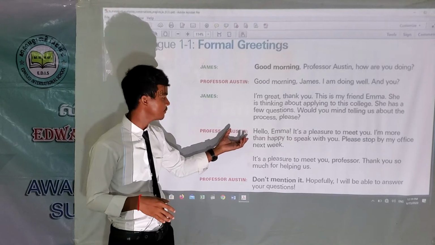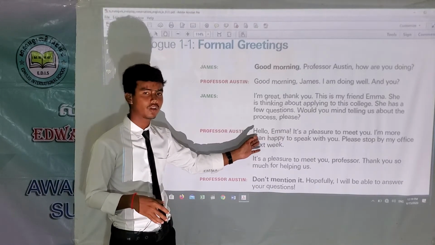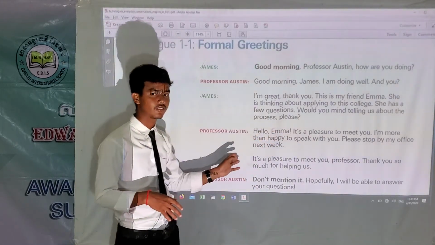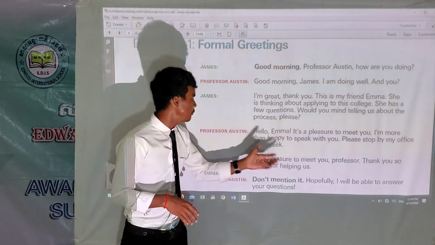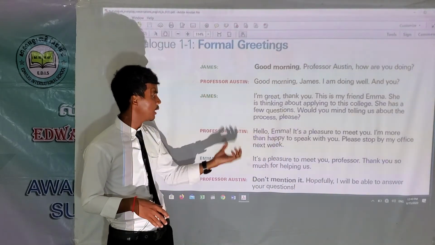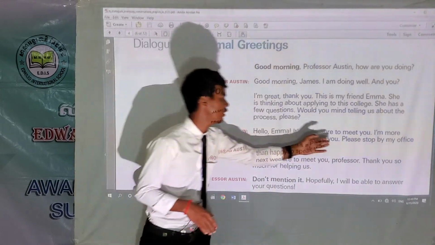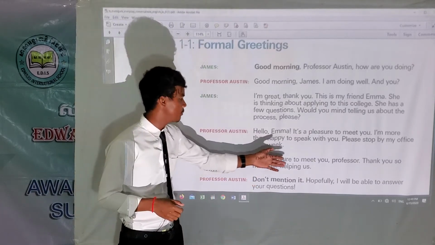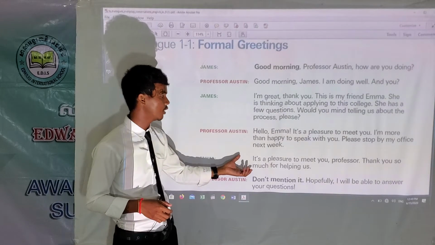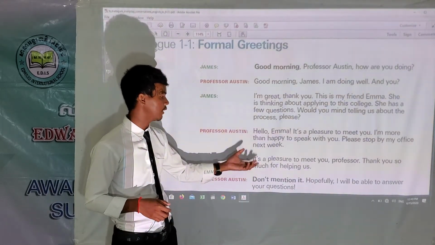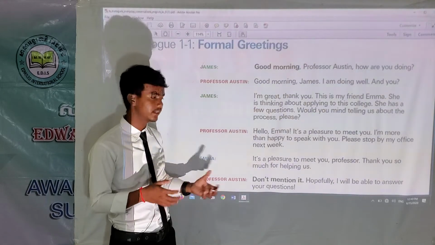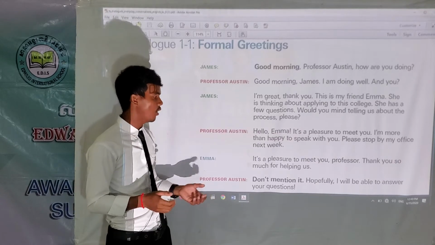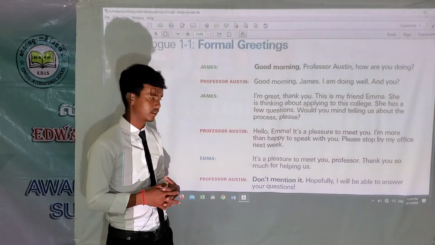Professor Austin says "Hello, Emma." It's small talk with a greeting word. "It's a pleasure to meet you" is also a greeting. "I'm more than happy to speak with you. Please stop by my office next week" is the way they talk about the purpose of the meeting. "It's a pleasure to meet you, Professor" is also small talk with a formal greeting. "Thank you so much for helping us" is the way they thank the professor. Professor Austin says "Don't mention it. Hopefully, I will be able to answer your question."